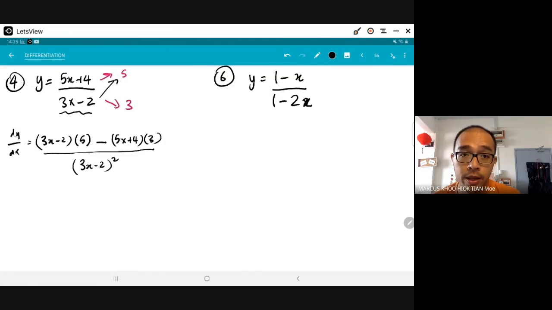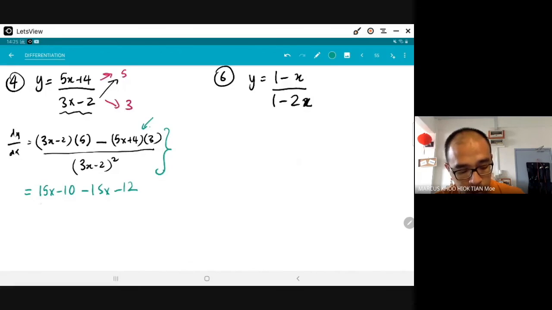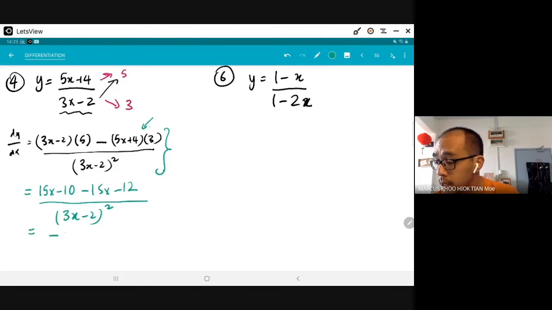Okay, if you can do this particular step, that's already good. If this was a question, this is a 2-mark question. 1 mark just to get this. And then the next mark is just simplifying it until you get the final answer. So this one you multiply, you get 15x minus 10 minus 15x minus 12, over 3x minus 2 to the power of 2. So you get the final answer minus 22 over 3x minus 2 to the power of 2.